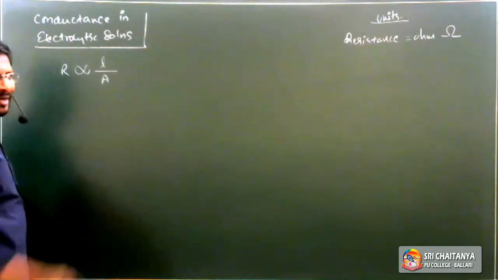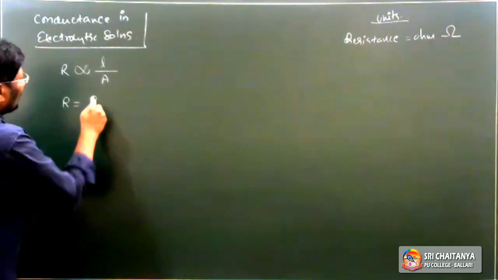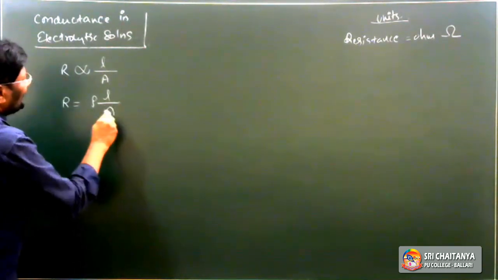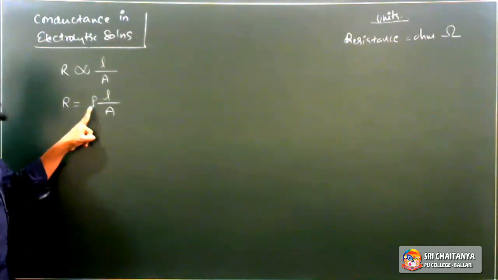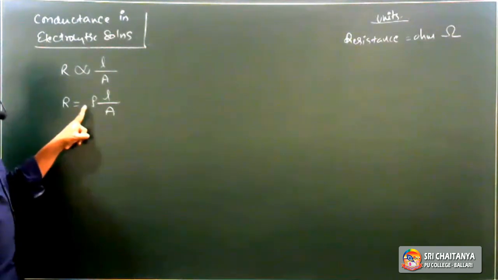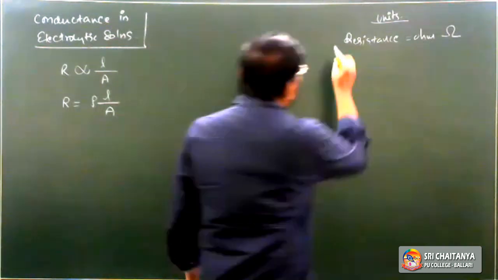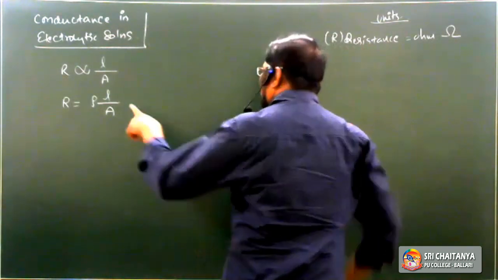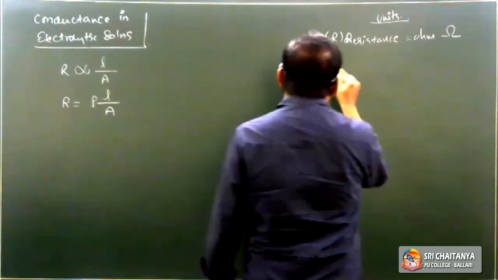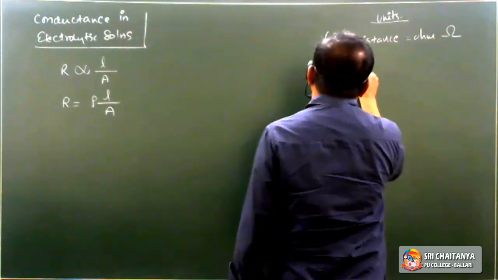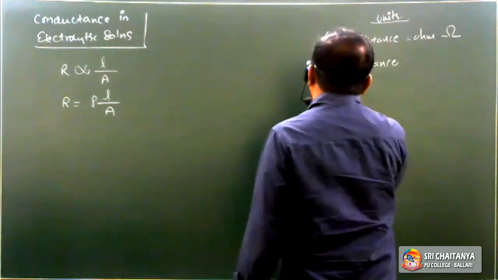Now this is proportional. So now say R is equal to rho L by A. Now here, what is this? This rho is called the specific resistance. The rho you can call as the specific resistance or resistivity.